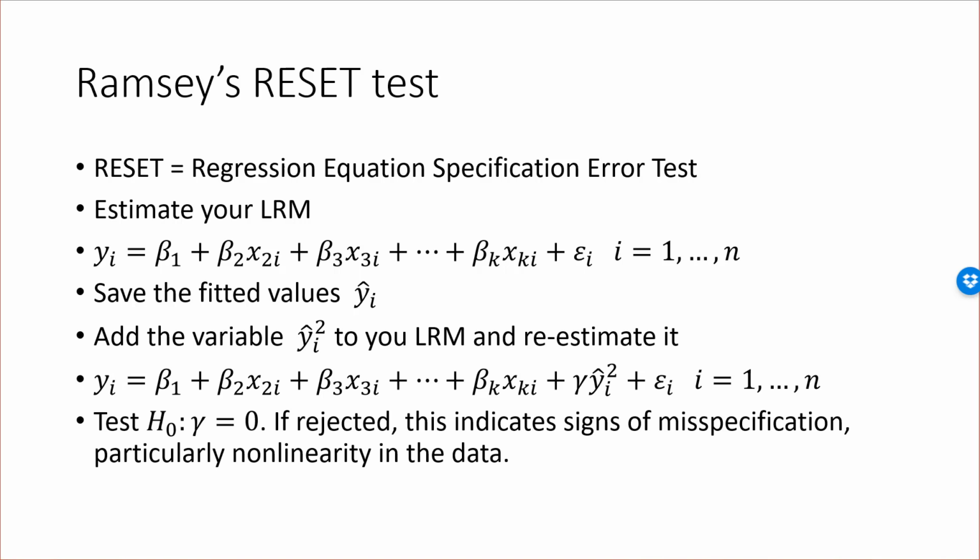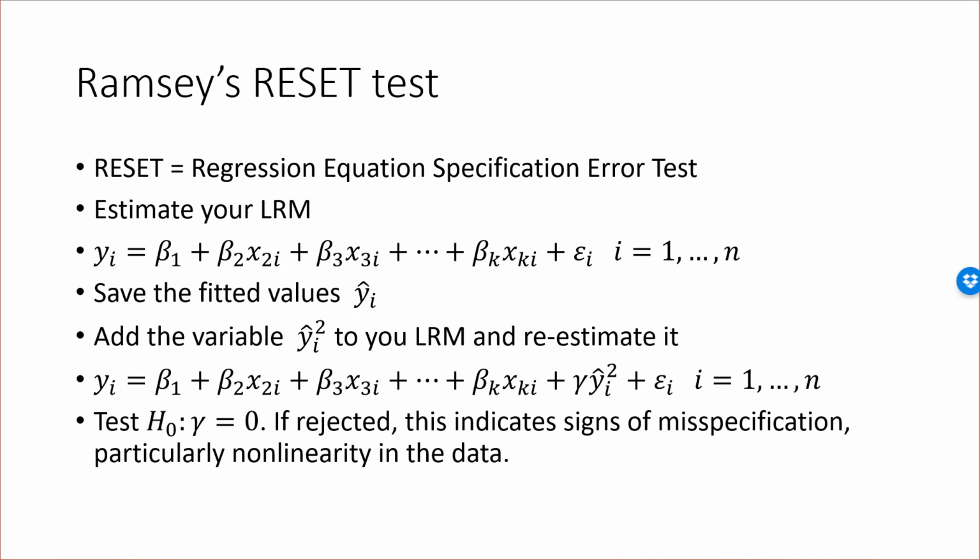Particularly, you have signs of non-linearity in the data. The rejection is not going to tell you exactly what this misspecification is. It's just going to tell you that it's likely there.